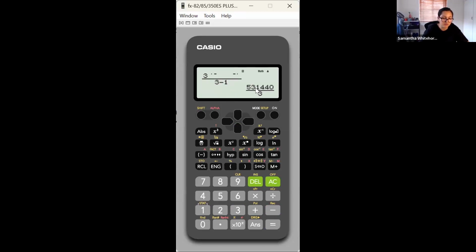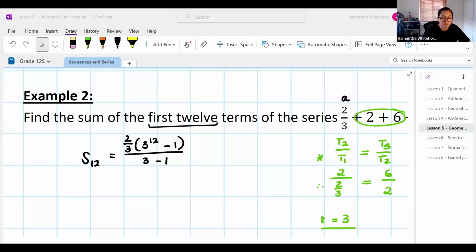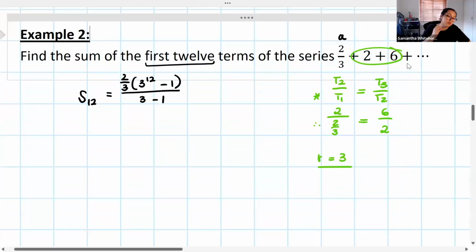And we get this: 531,440 over 3. If you want to make that a decimal, 177,146.67. So please just be careful when you do sub in and type it into your calculator. That fraction within a fraction can get a bit tricky. And just be careful because in our original sequence, our original series, which should be coming back to you relatively soon.